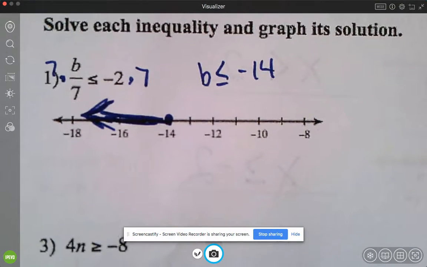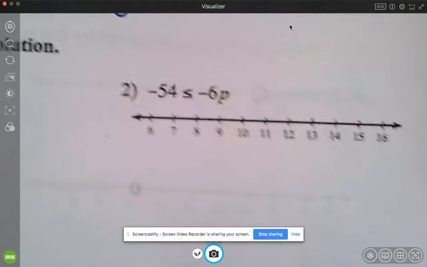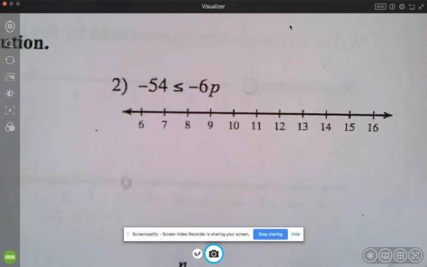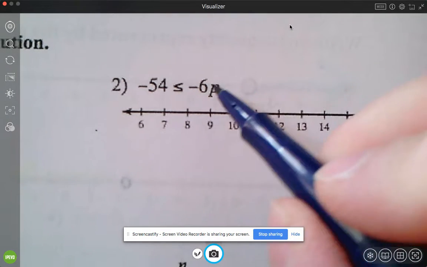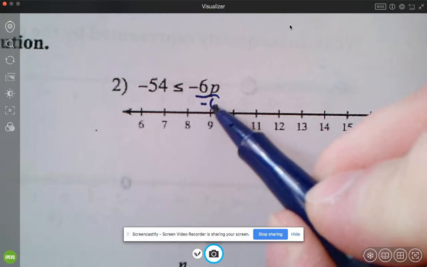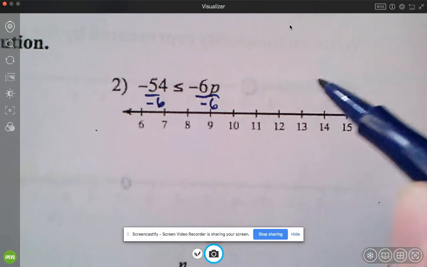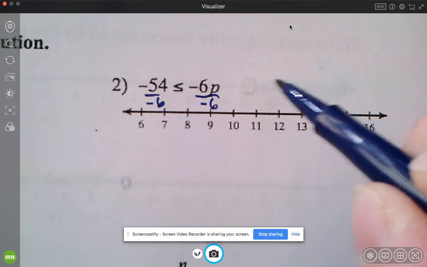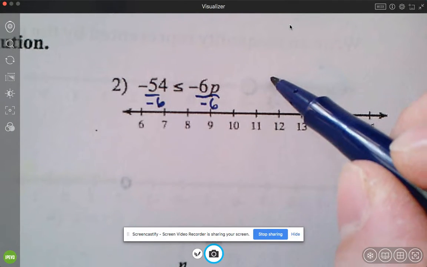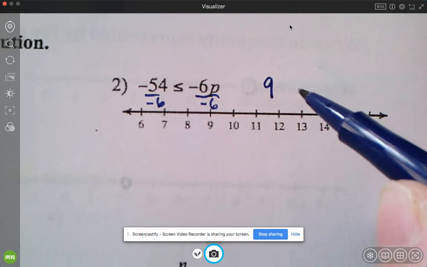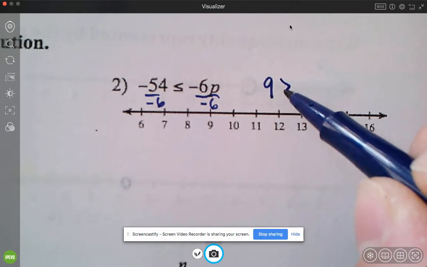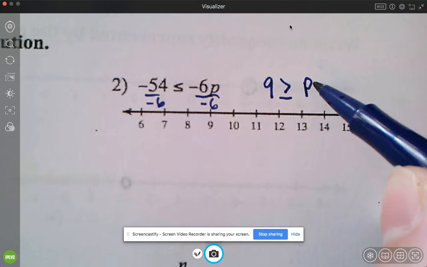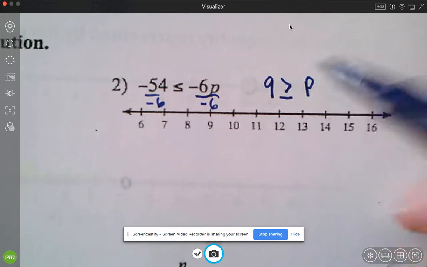All right, let's do another one here, number 2. Who can predict, is the inequality going to switch directions or stay the same? Yeah, it's going to switch because you're going to divide by a negative 6 on both sides. So the answer would be positive 9. And then who can tell me what the inequality would look like? 9 is greater than or equal to p, or you could say p is less than or equal to 9.